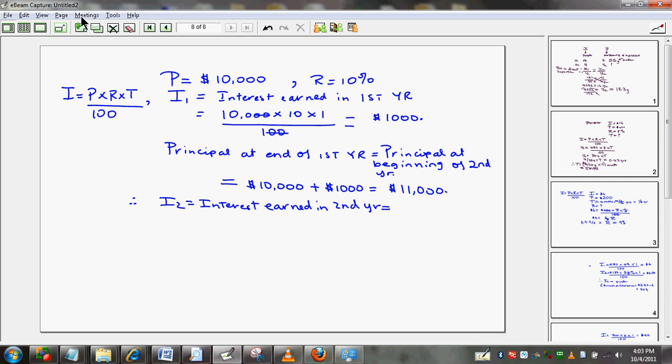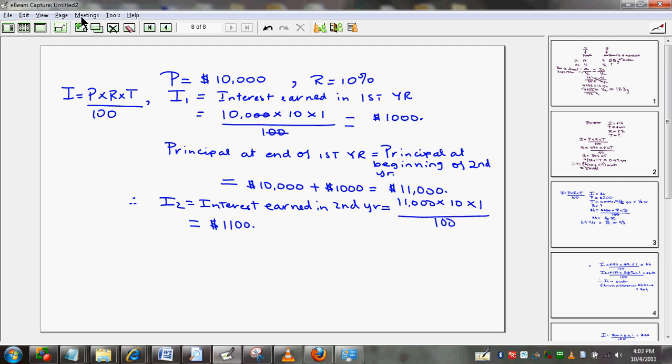I2, which is the interest earned in second year, we use the same principal by rate by time over 100 equation, but we have a new principal. The new principal will be this one here. The principal in this case will be $11,000. The rate is still 10%. It's just that it's a compounding situation. By the time, 1 year again, all over 100. That works out to be $1,100.